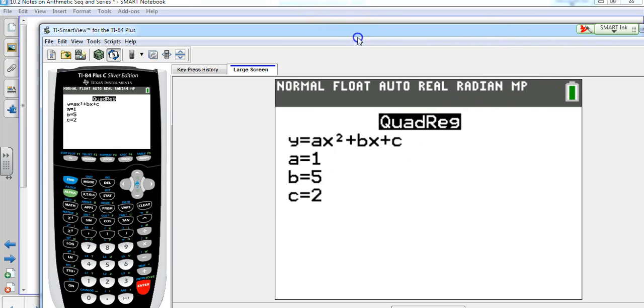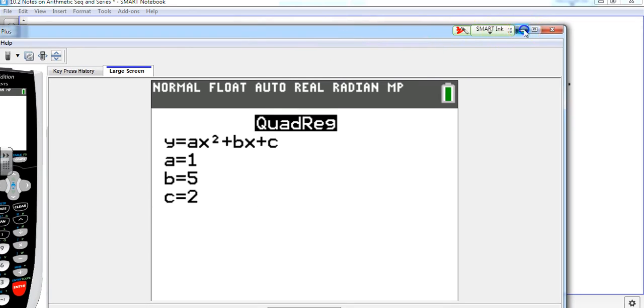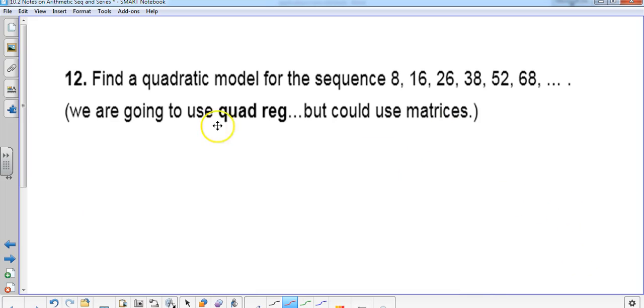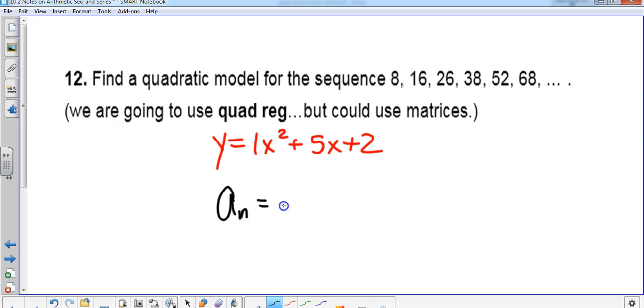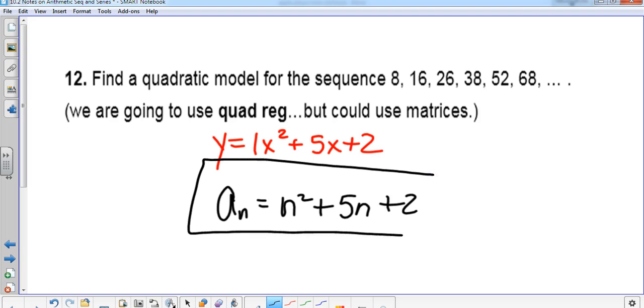Let me move this out of the way. That's really not the right format, so I want to show you: 1x squared plus 5x plus 2, okay. What you really should be writing here is a sub n equals 1n squared plus 5n plus 2. It's an explicit formula for a quadratic model. Now, this is what we should have talked about first. I need you to subtract these two numbers, guys. Okay, be careful.